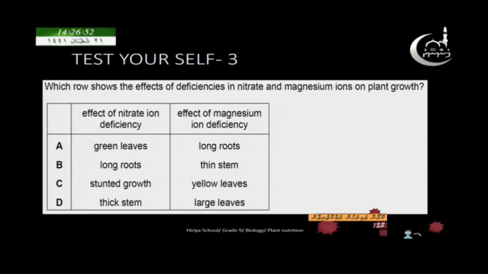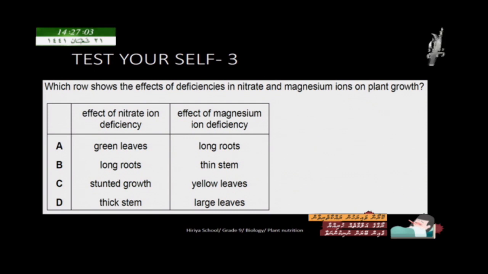Then which row shows the effect of deficiency in nitrate and magnesium ions? We just discussed the effect of nitrate deficiency. So, if it is nitrate deficiency, it will be stunted growth, and magnesium, it is yellowing of leaves.